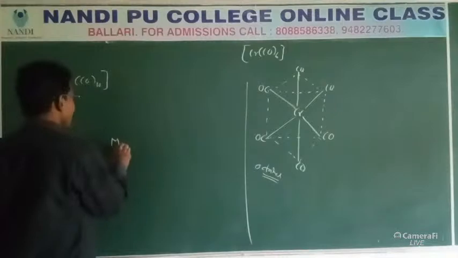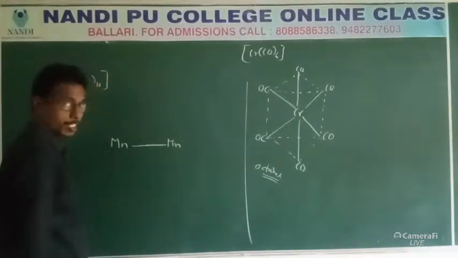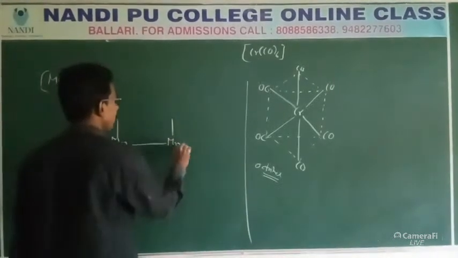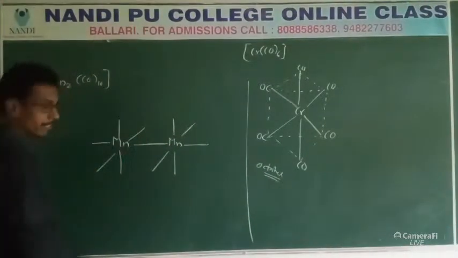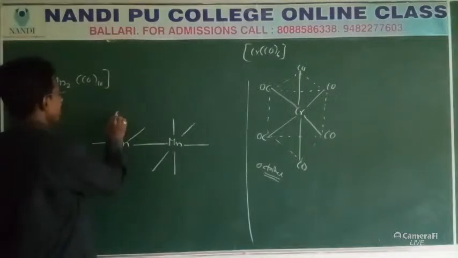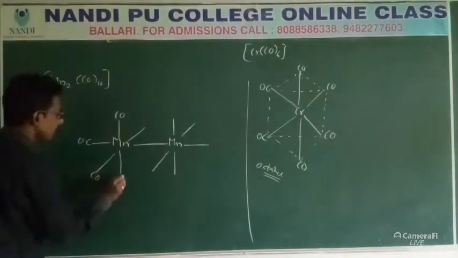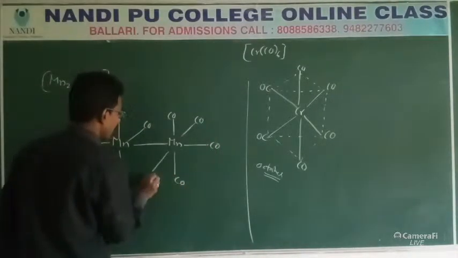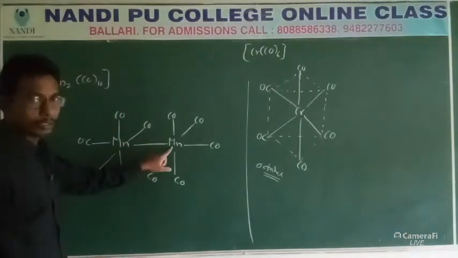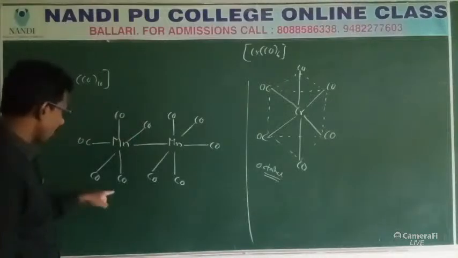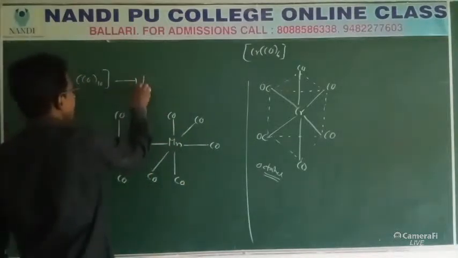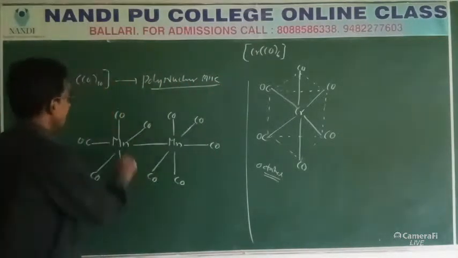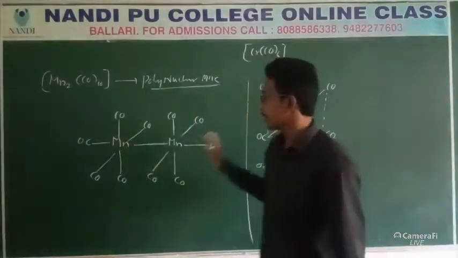Wait a minute. First we write two manganese, okay, children? Mn. How many CO groups? 10. See, 1, 2, 3, 4, 5, 6, 7, 8, 9, 10. Mn2(CO)10. How many CO groups, ligands? 10. This is a polynuclear metal carbonyl. Why? Because here there are two central metals. Okay, children, all these are metal carbonyls.